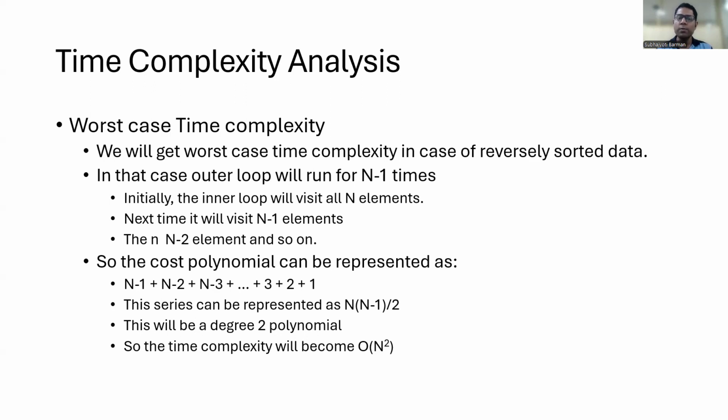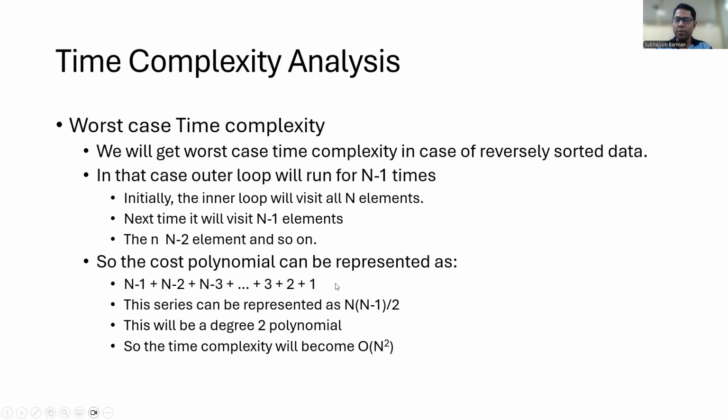In the next iteration, we will visit only n minus 1 elements. Then we will visit n minus 2 elements. So eventually, it will decrease. So this is a monotonically decreasing value. Eventually, we will reach 1 in the n minus 1th iteration, right? So the cost polynomial can be represented like this: n minus 1 plus n minus 2 plus n minus 3 plus dot dot dot up to 3 plus 2 plus 1.